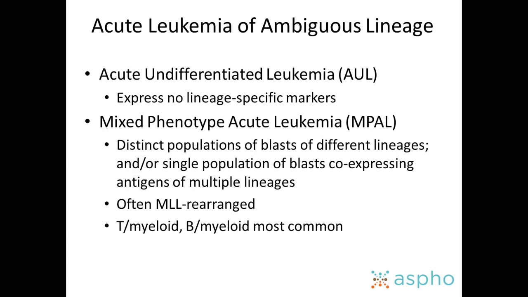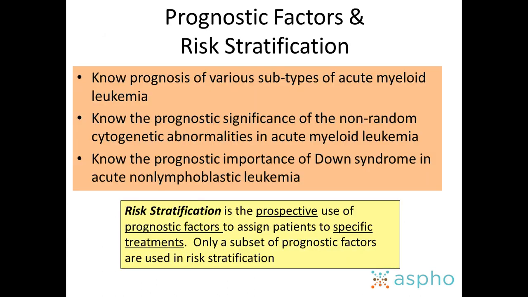So these are cases that either have two distinct populations of blasts, one of which is myeloid and one of which is lymphoid, or they can have a single population of blasts that markedly co-express both myeloid and lymphoid antigens, and they both fall under the category of mixed phenotype acute leukemias. Often these cases have MLL rearrangements. MLL was named for mixed lineage leukemia, so it makes sense that that's associated with these mixed phenotype or mixed lineage cases. T myeloid mix and B myeloid mix are the most common of the mixed phenotypes.